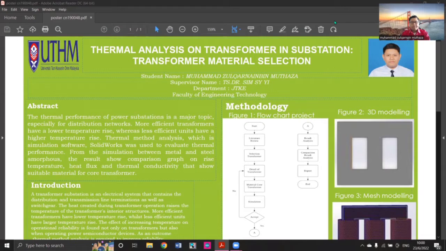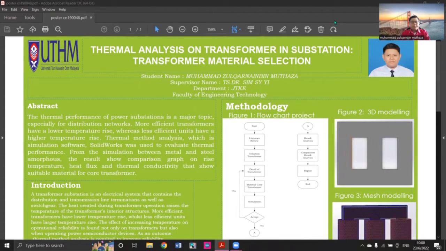Today I would like to present about my project. My project title is Thermal Analysis of Transformer in Substation with Transformer Material Selection. Before that, I want to thank my supervisor, Dr. TST Sim Ying, for helping me complete this project successfully.